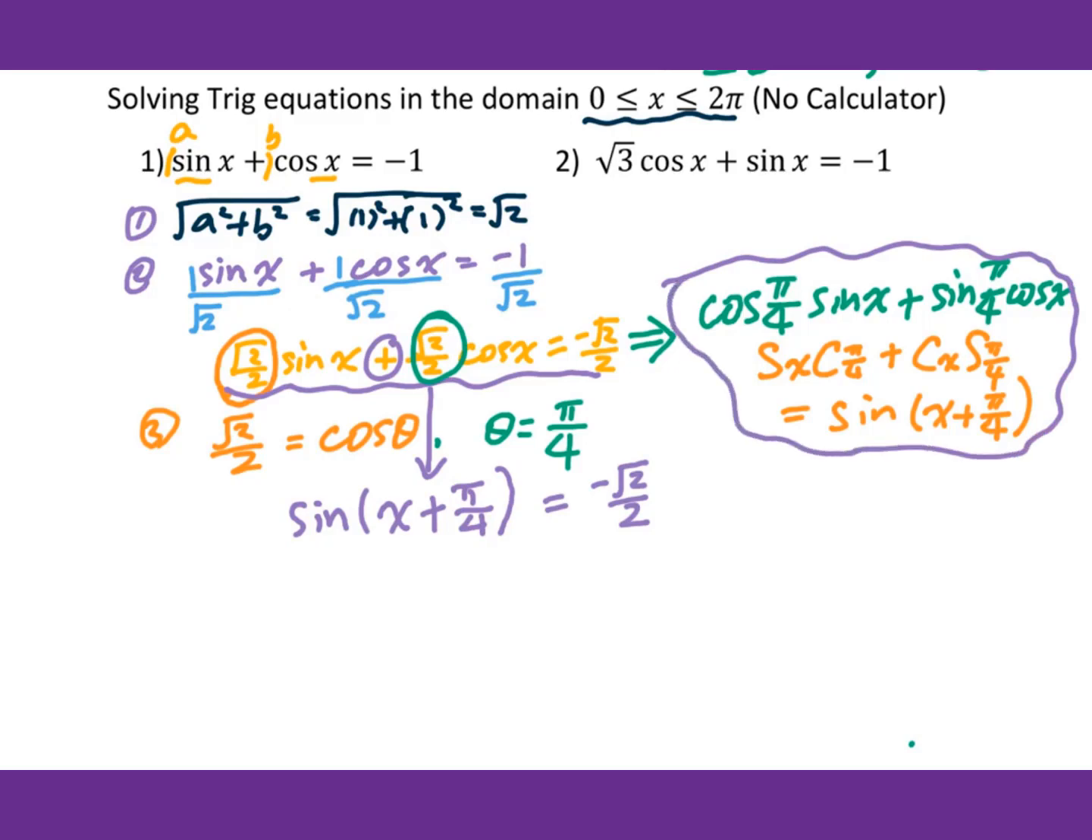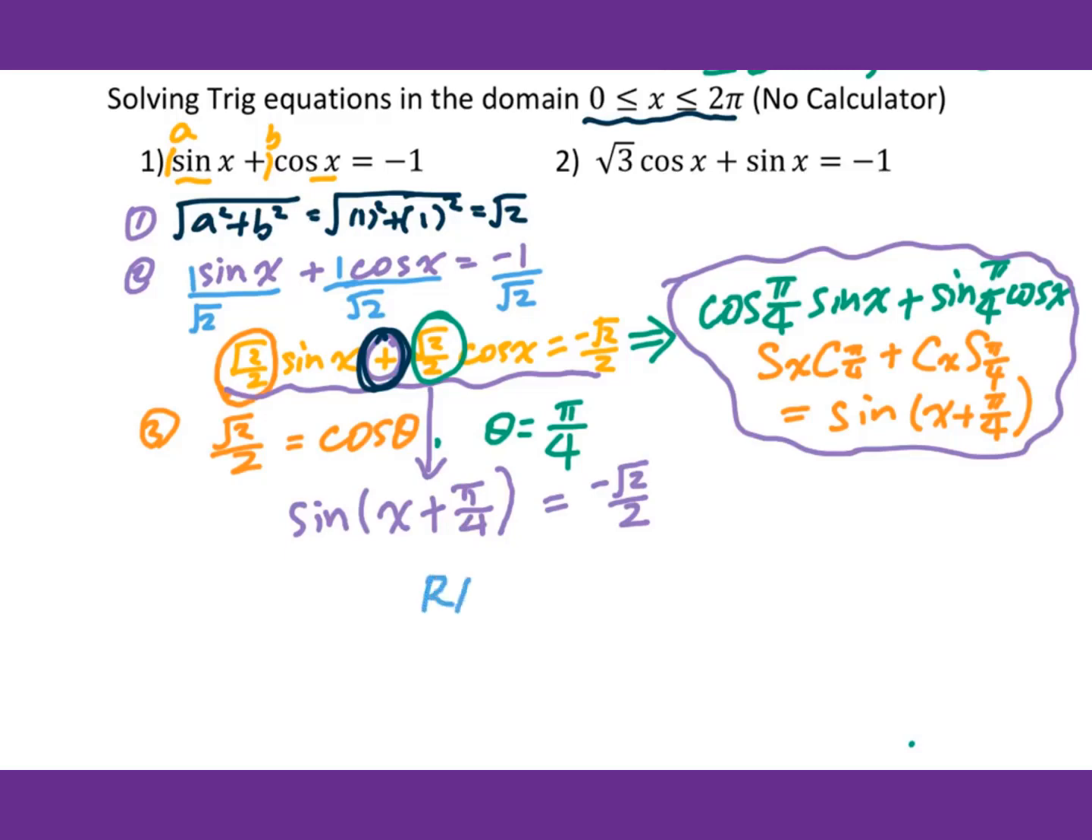Whenever you get theta, then you get sin of x plus theta or minus theta, depending on this sign. If it is positive, then just x plus theta. If this is a minus, then you get x minus theta. Then we can solve this trig equation now.